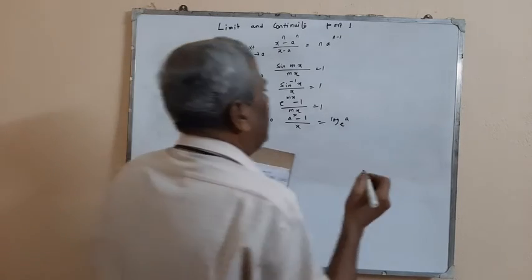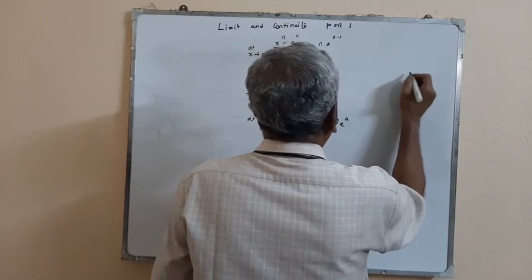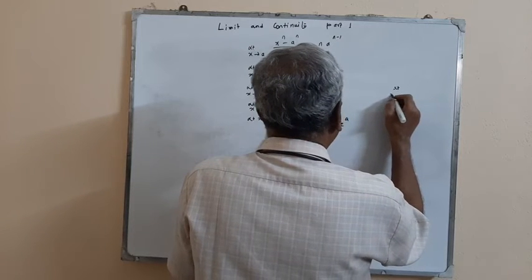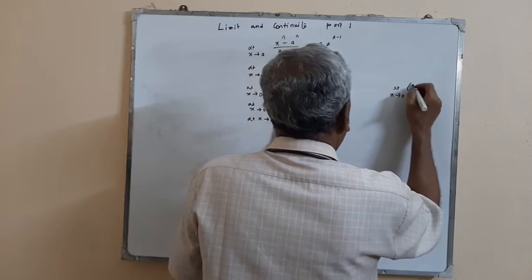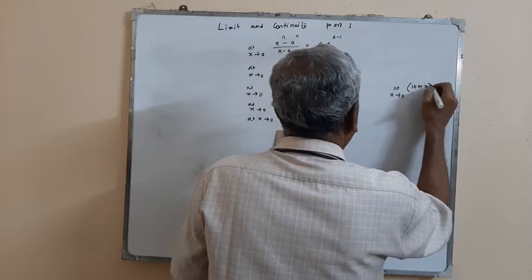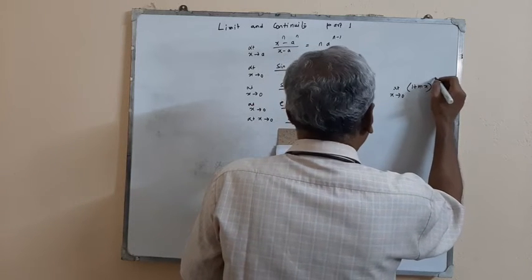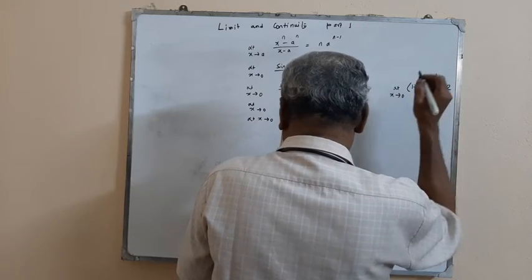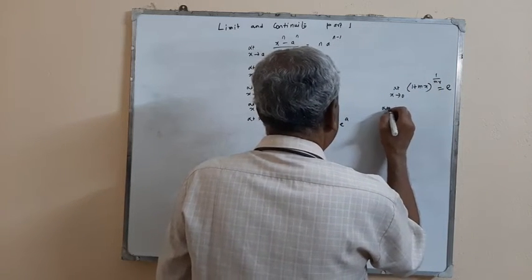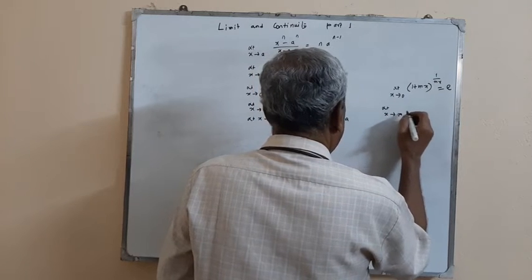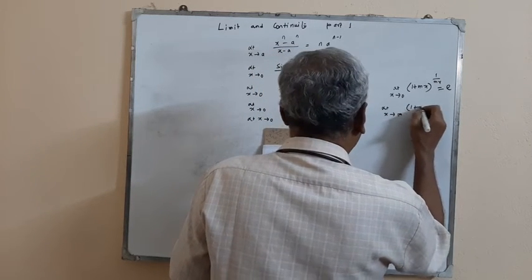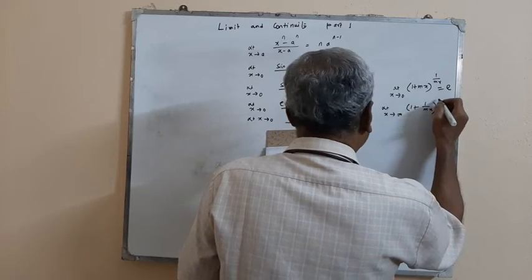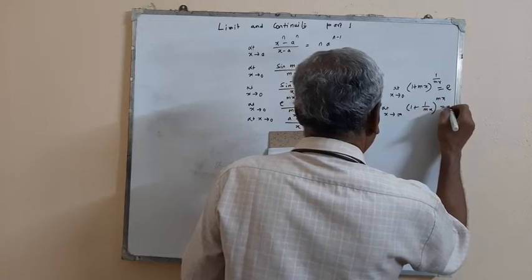Next, limit x tends to 0 (1 plus mx) to the power 1 by mx is equal to e. Limit x tends to infinity (1 plus 1 by mx) whole to the power mx is equal to e.